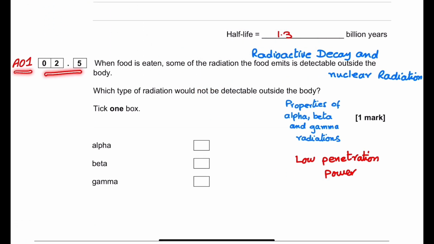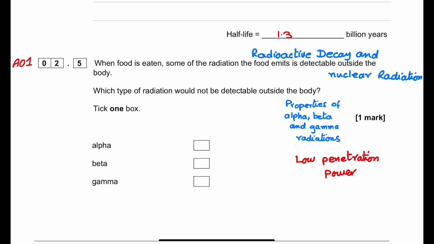2.5 is an AO1 question. When food is eaten, some of the radiation the food emits is detected outside the body. What type of radiation would not be detectable outside the body? This question is from the radioactive decay and nuclear radiations. The student must know the properties of alpha, beta, and gamma radiations.